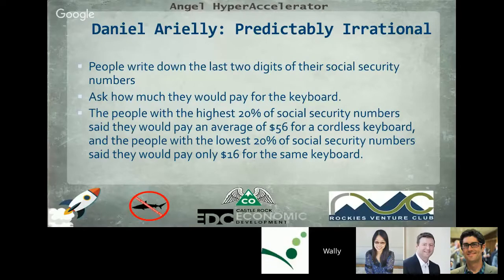But here's an example. He took a large number of people in a conference room and had them all write down their social security number. The people in the top 20%, the 9s and 10s, 8s and 9s, said this wireless keyboard was worth $56. Those with the lowest said it was worth $16. So for the same keyboard, these people had a 300% variation, based solely on the number they had written down beforehand.